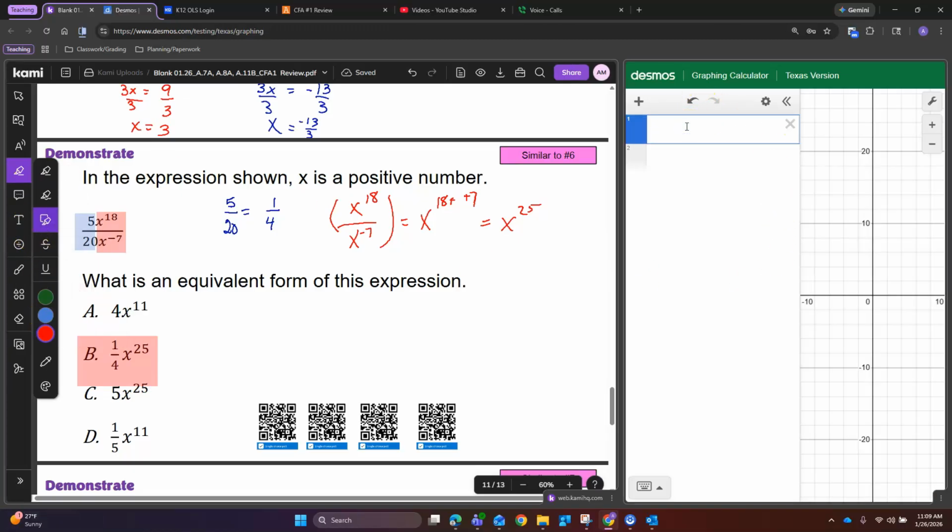And then, of course, we can graph it. And again, when I have a lot of stuff in the numerator, a lot of stuff in the denominator, what I like to do is make the fraction bar first, and that just makes it to where I can put the numerator in and then the denominator. So we have 5x raised to the 18th over 20x raised to the negative 7. Oops, forgot to go down.